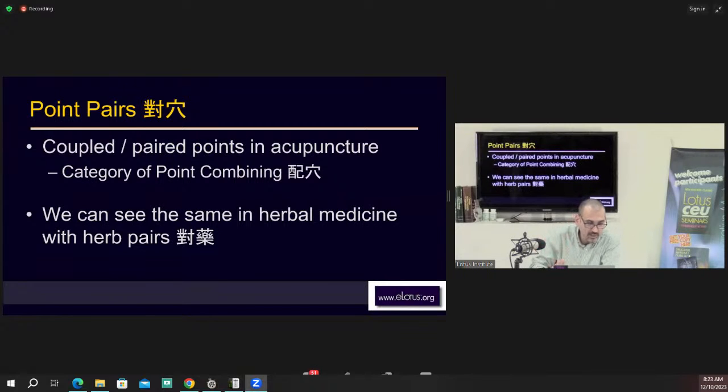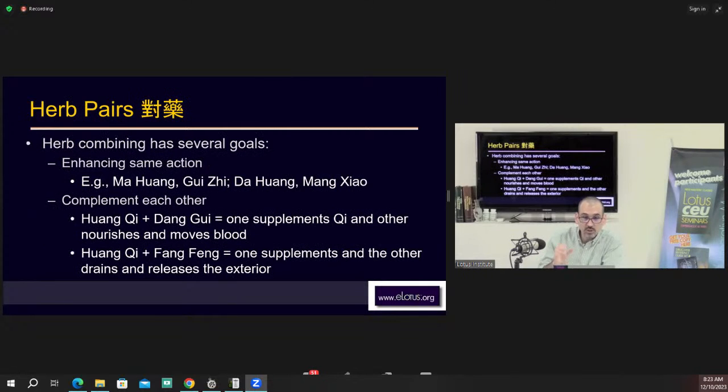I said that yesterday a lot. I'm going to emphasize that today. But we can learn something about the value of pairing by looking at how it's described in the herbal tradition. So, for example, in the herbal tradition, one of the functions of pairing has the effect of enhancing the same action. So we can use herbs that basically do a similar job to enhance the effect in the patient beyond what the single herb by itself can do.